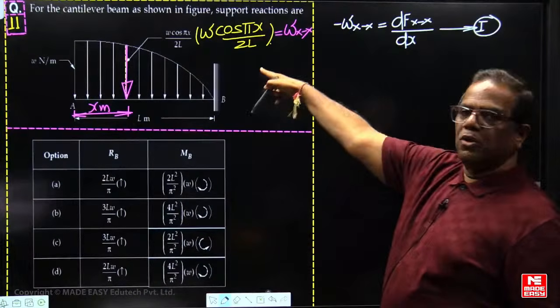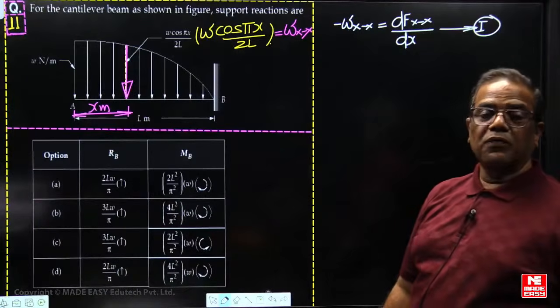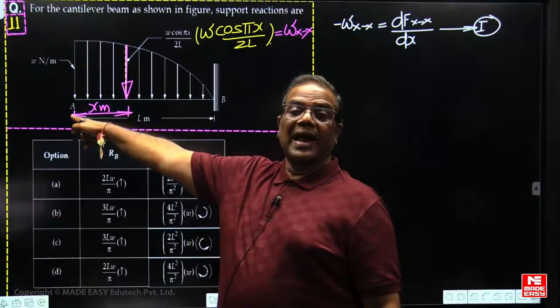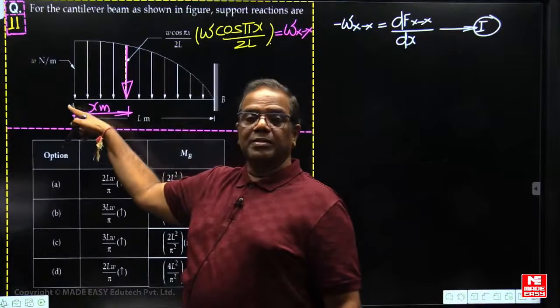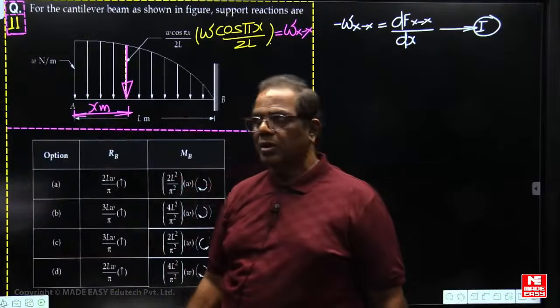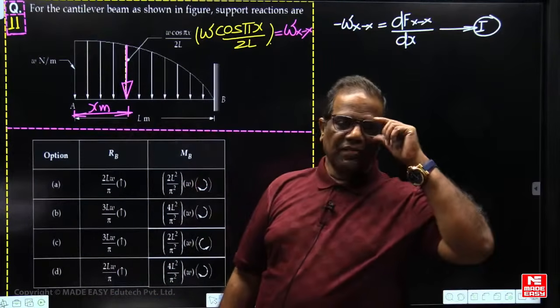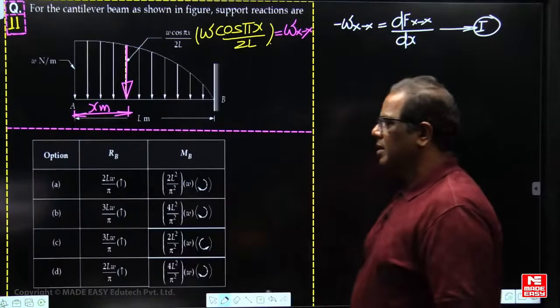So substitute the W value, then do the integration. Then we'll get the C1. How to find out the C1? By using the boundary condition where the shear force is 0. At A, shear force and bending moment both are 0. At this free end, both shear force and bending moment are 0. At the fixed end both are non-zero. At the free end both are 0. So when x is equal to 0, shear force is 0. Then you can find out the C1 value.